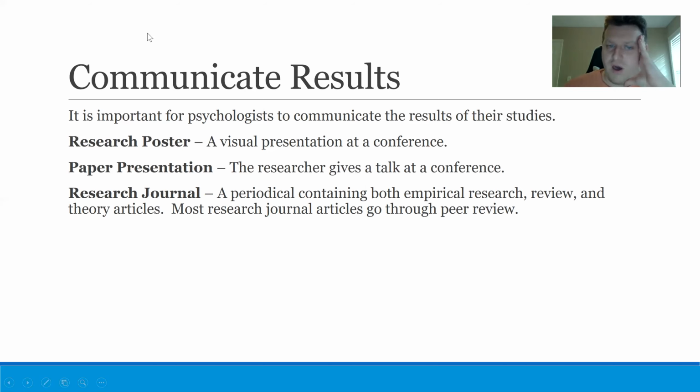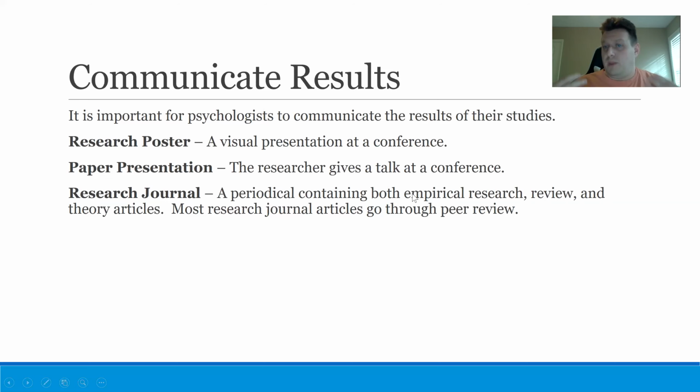Research journals are published every so often. Maybe it's every month, maybe it's every 3 months, maybe it's every year. And typically they're going to have empirical research. And remember when I said about empirical research that these are articles that present new data. Maybe they have review articles, maybe they have articles in which people are proposing new theories, okay? But most research journals go through the process of peer review, like I was telling you guys earlier.